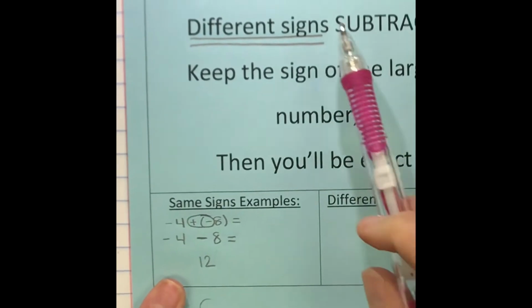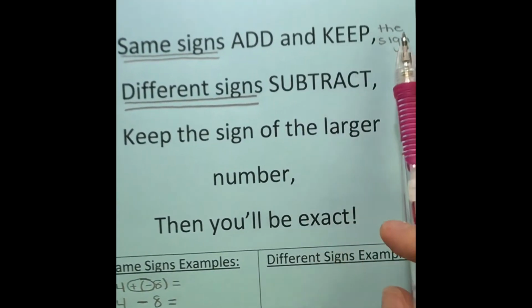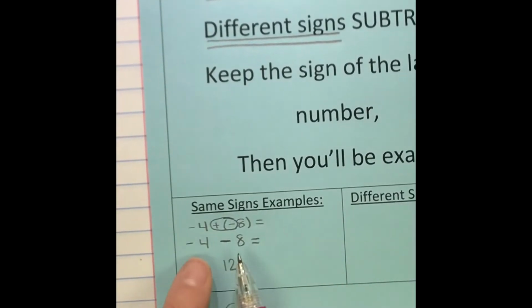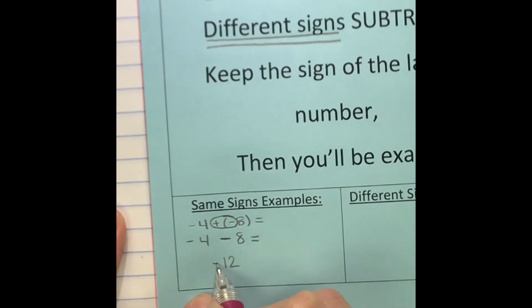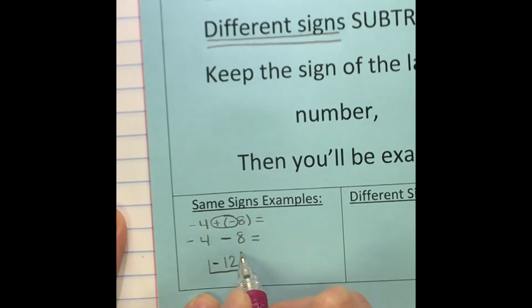I'm almost done. It says add and keep the sign. So I added, and I'm going to keep the sign. The sign's negative, I'm going to keep it. My answer is -12.